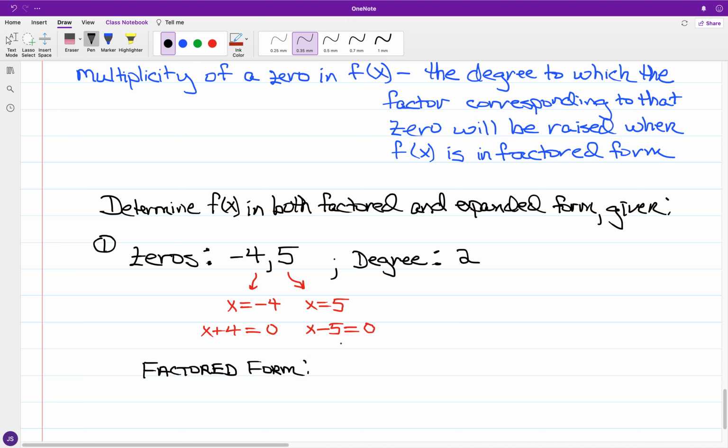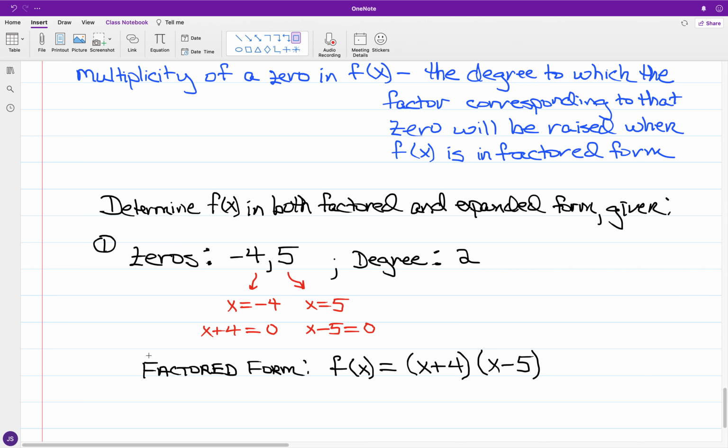So for the factored form, or one factored form anyway, you would have that f of x is equal to, from -4, we can say that stems from the factor x plus 4, or any direct multiple of this. And for x minus 5, again, the zero of this would be x is equal to 5. So you have x plus 4 times x minus 5. So this would be a factored form of a polynomial function that will have -4 and 5 as zeros.